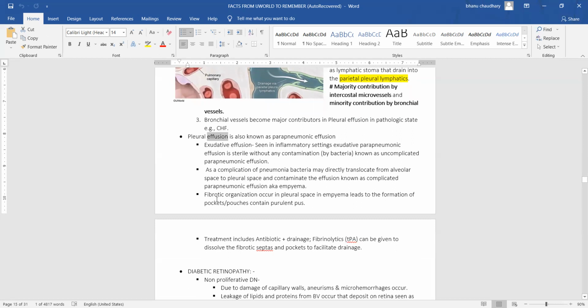Finally, fibrotic organization can happen in this space, and ultimately it forms pockets containing purulent pus, or contaminated exudate. Treatment includes antibiotics and drainage. Fibrinolytics can be given, which dissolve the fibrous strands, and as a result, you can easily withdraw the fluid.